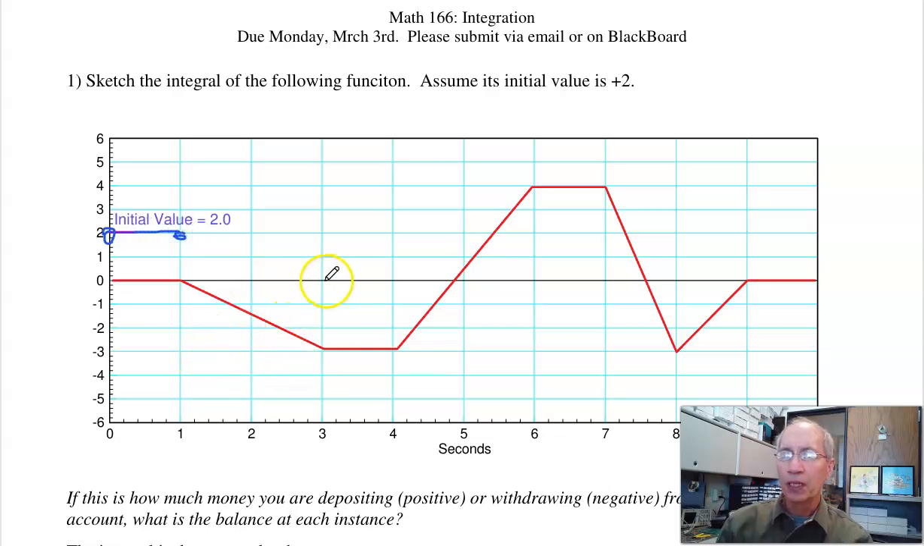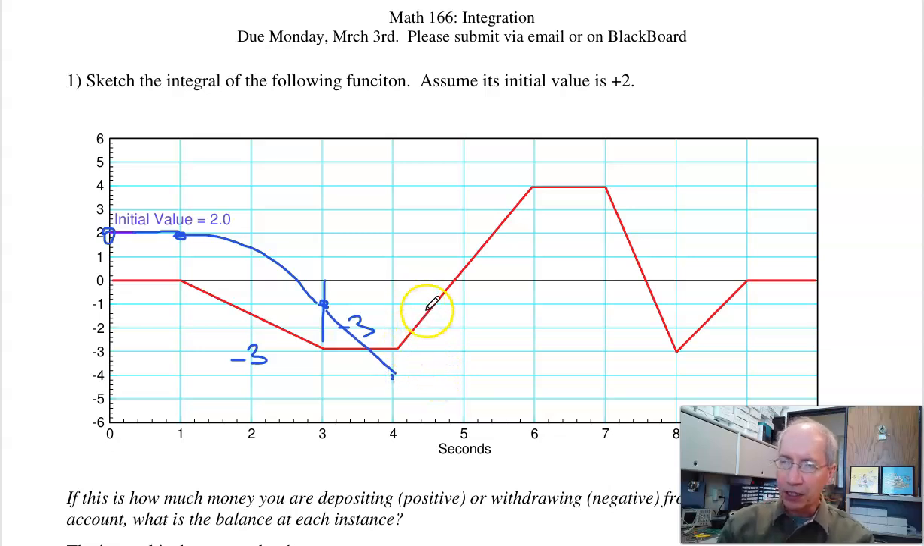Between 1 and 3, I subtract, so the area of the triangle is 1/2 base times height. So this has an area of minus 3. I come down 3. 1, 2, 3. So I wind up right here. Between 3 and 4, I subtract another 3. So come down another 3. 1, 2, 3. I'm now right here.